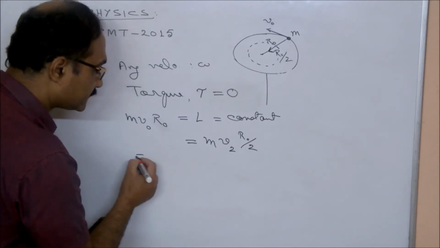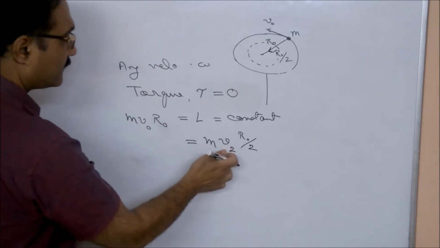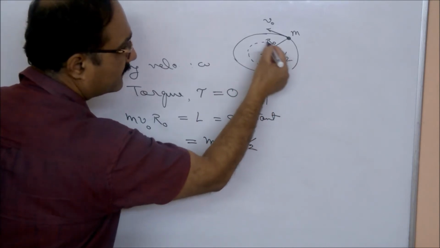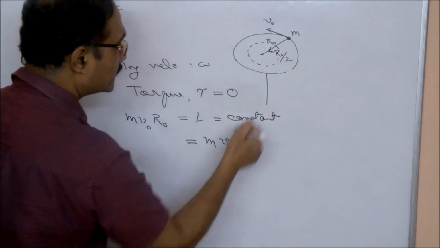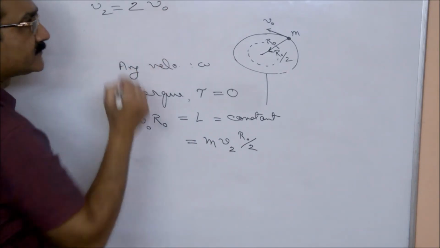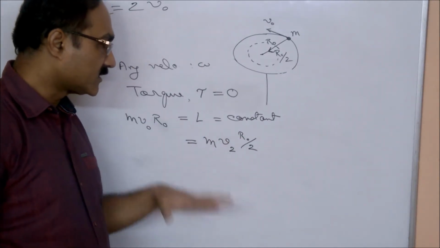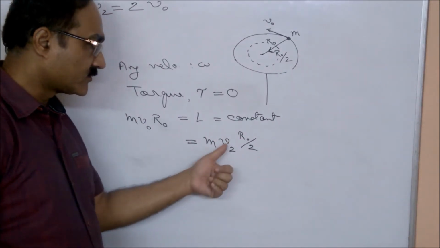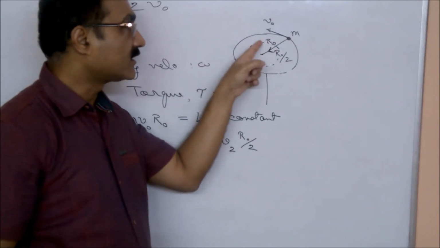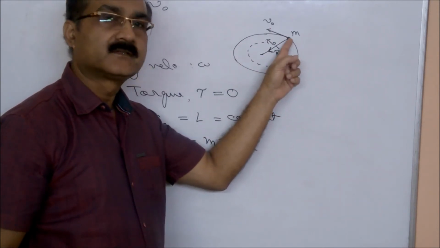From here we get the relation, the final velocity v2 at a radius of r0 by 2 will be twice v0. Clear? r0 cancels out, m cancels out, so v2 becomes twice v0. That means the velocity at this radius is twice the velocity at that radius.